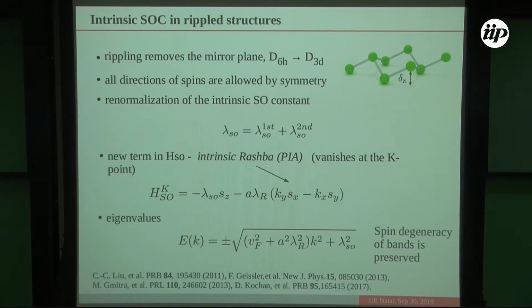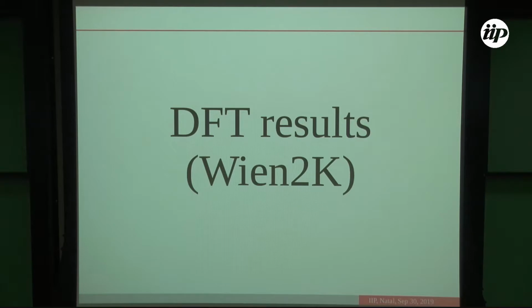And this is what is called intrinsic Rashba or PIA Hamiltonian, which looks similar to Rashba, but in contrast to the Rashba coming from the external electric field, this Hamiltonian does not cause the splitting of the spin states, because it has different sign at K and K prime. Okay, but the essential thing is that now we have spin mixing incorporated in our Hamiltonian. Now I will go to the results.